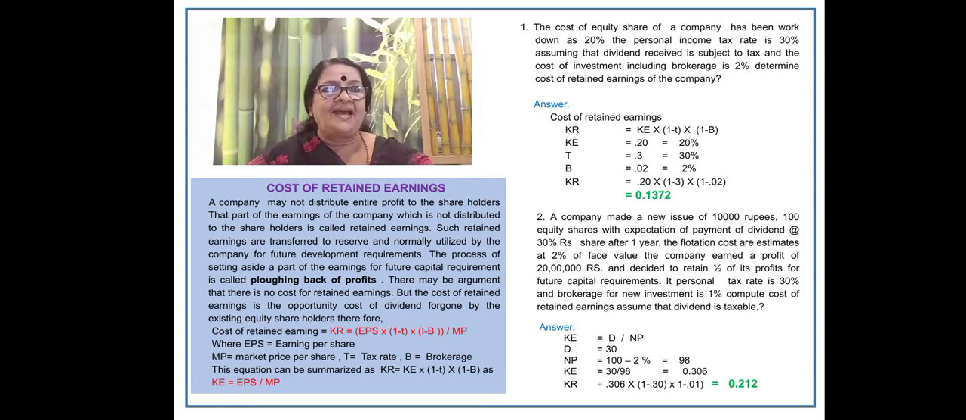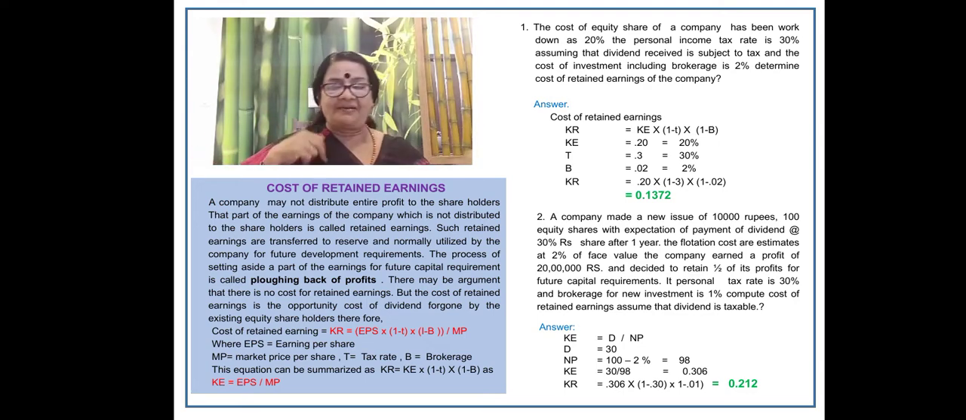Now it is easy. KR equal to KE into 1 minus T, that is 0.306 into 1 minus T. Tax rate is 0.30 and the brokerage is 1 minus 0.01. So the answer is 0.212. That is also very easy.